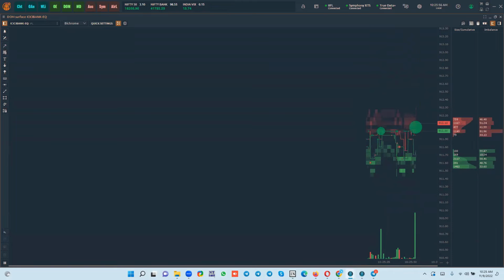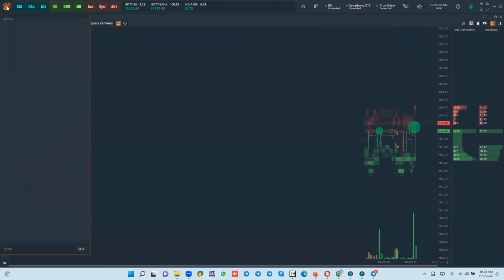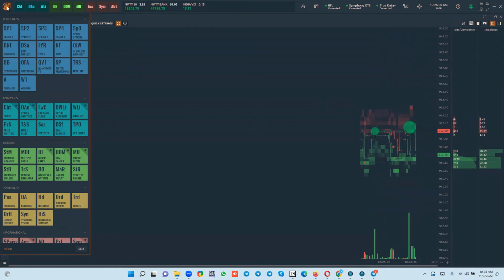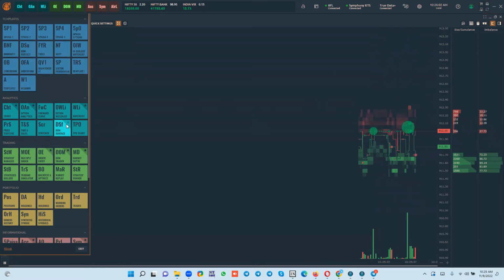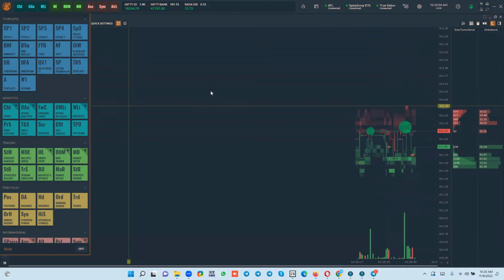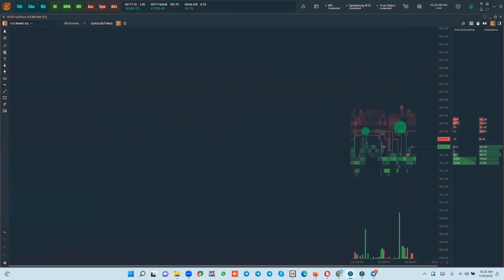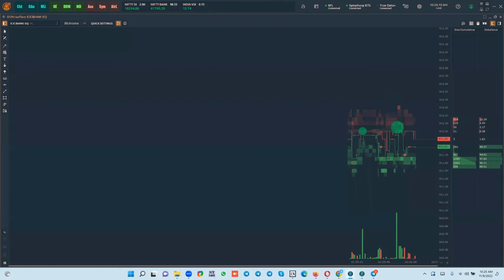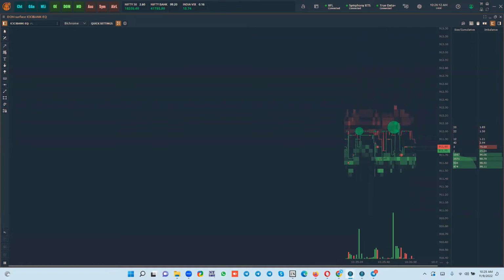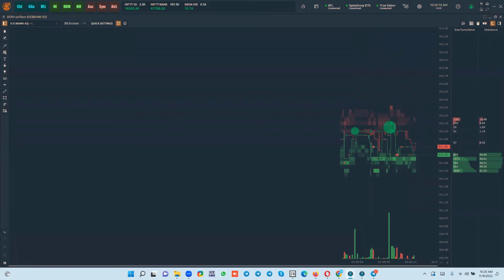How to add dome surface? It's very simple. There is a separate panel for dome surface. You go here, open the dome surface panel, and add the symbol. You will get the data. Okay, so if anybody has a question, please raise your hand and ask your question.